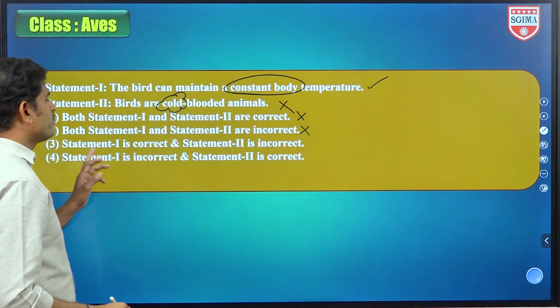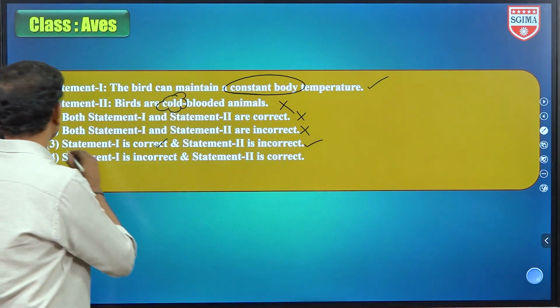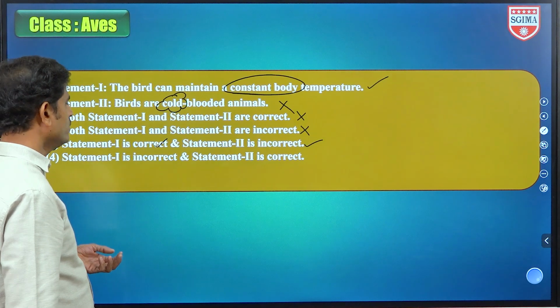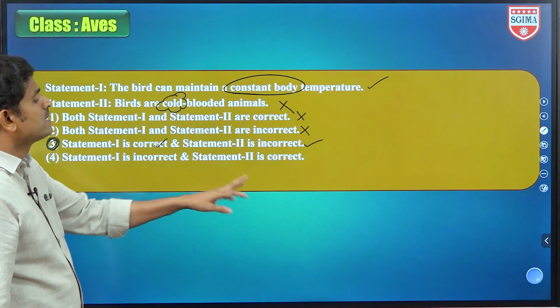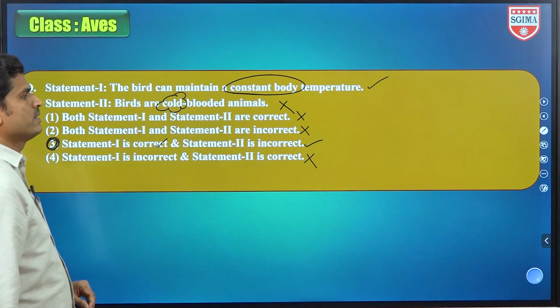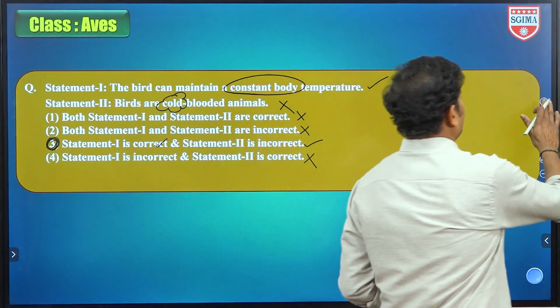Next, statement 1 is correct and statement 2 is incorrect. So this is the only correct option we need. And the fourth statement, automatically it is also incorrect. In it, the first statement is mentioned as incorrect and the second as correct, which is completely opposite. So wrong. So the correct option is the third option. Next slide.